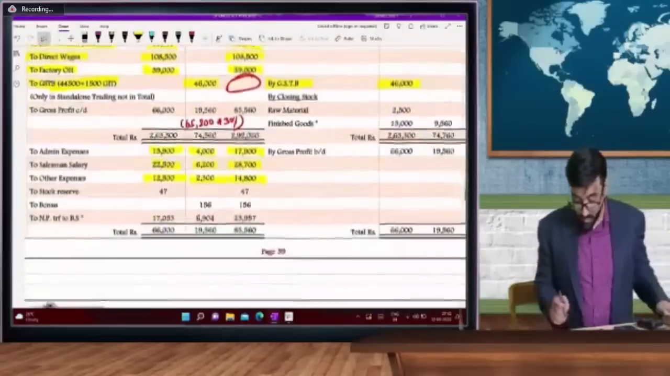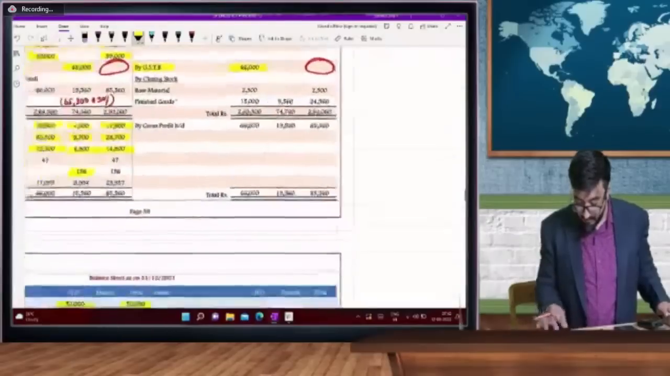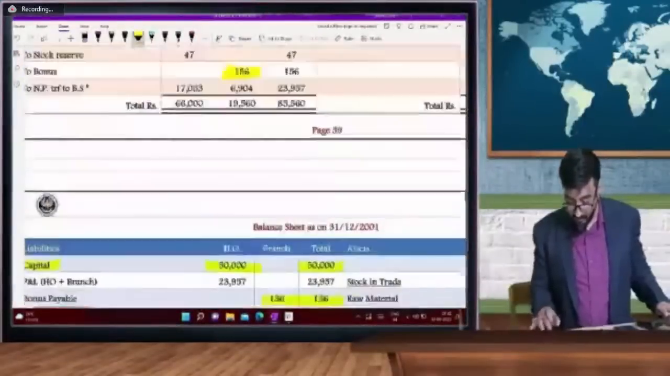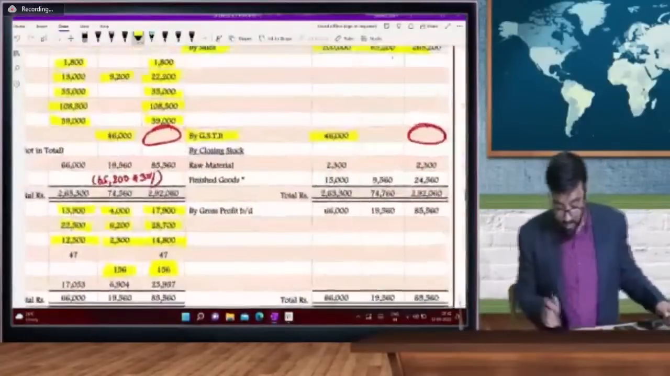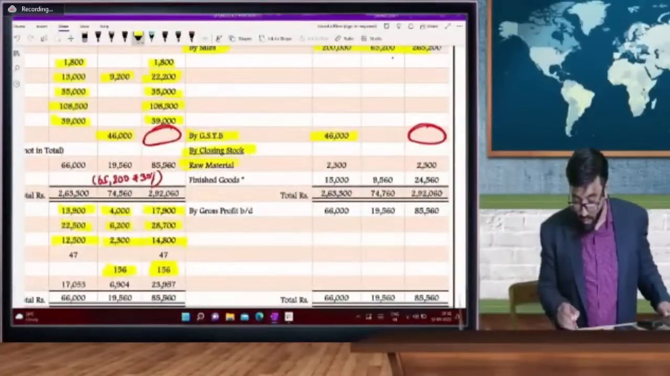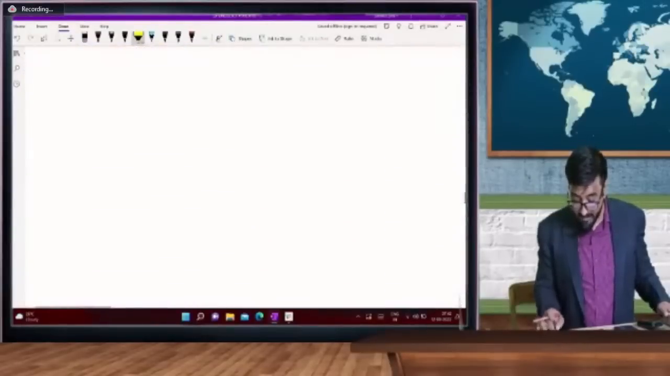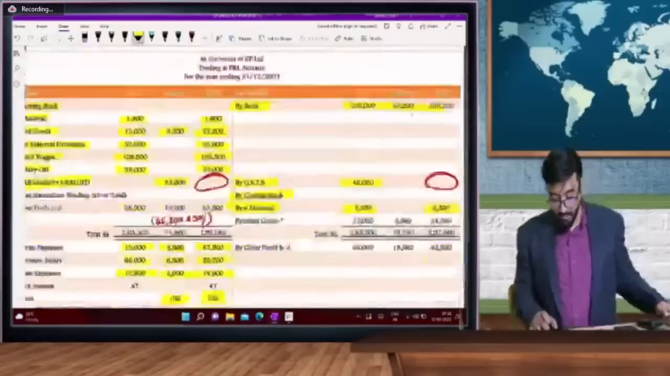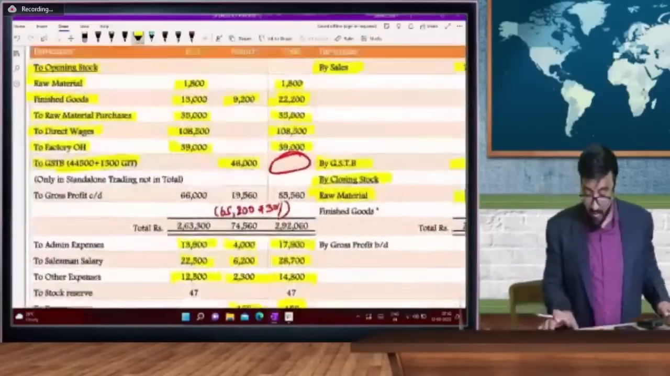Yes, I forgot to consider only that bonus. Bonus is 156, and second effect balance sheet liability side 156. Yes, beta. We have done with this 156 also. And raw material stock. So by closing stock only raw material, and second effect balance sheet asset side, stock in trade raw material 2,300. Yes, now I am waiting for your answer for gross profit.